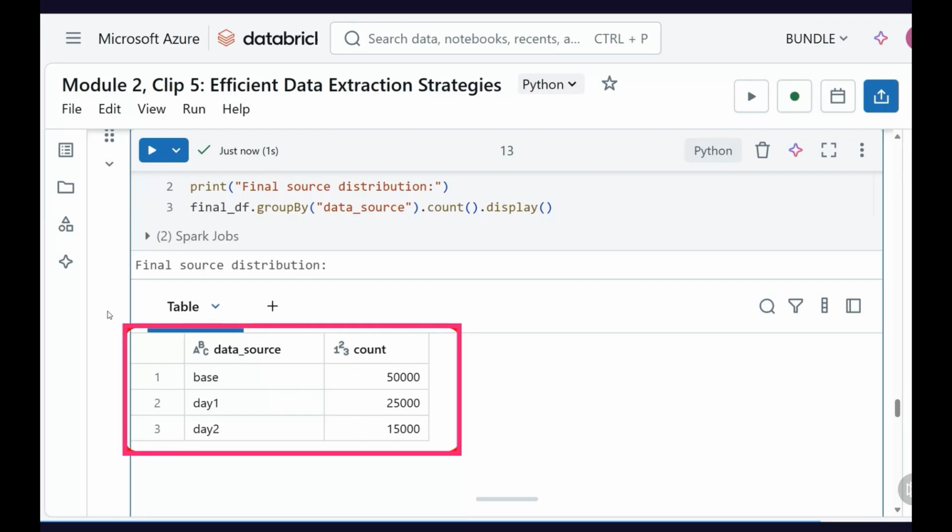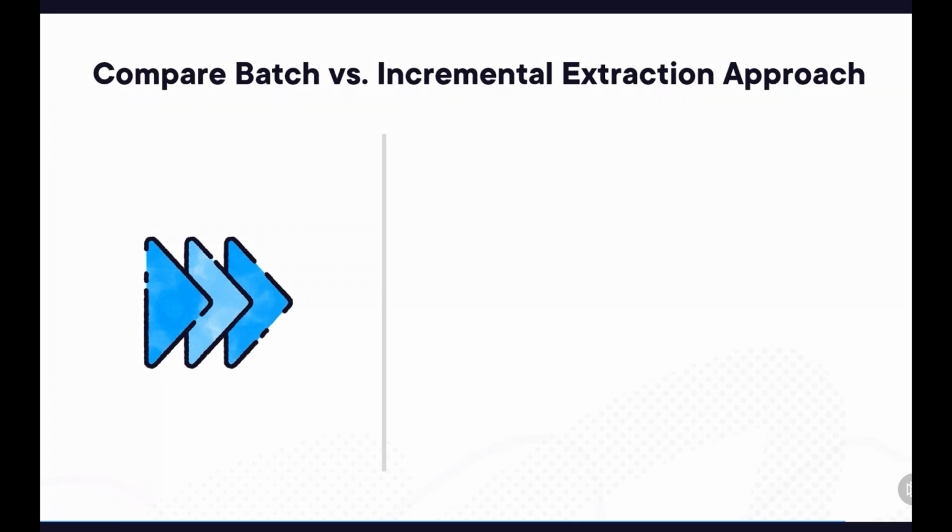So when we compare batch versus incremental approach, batch is simpler to implement and is good for small data sets or when you need a complete refresh. But it's resource intensive for large data sets and leads to longer processing times.